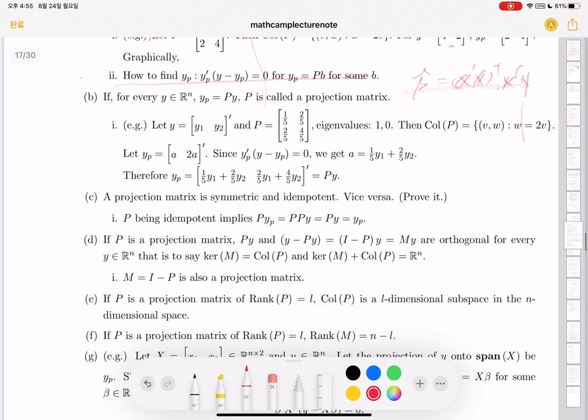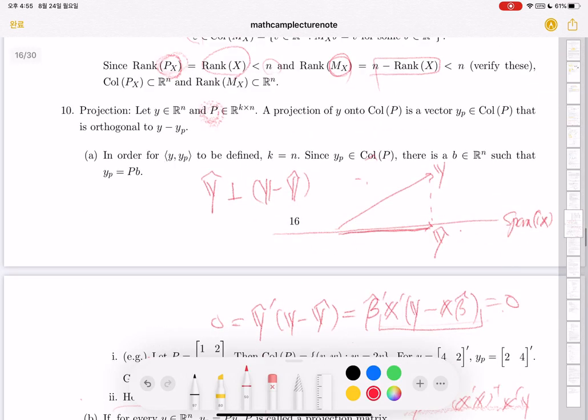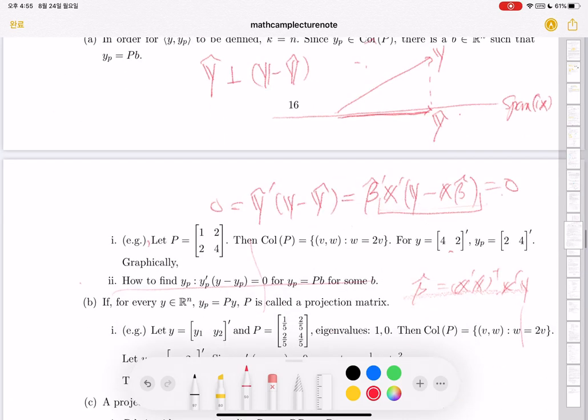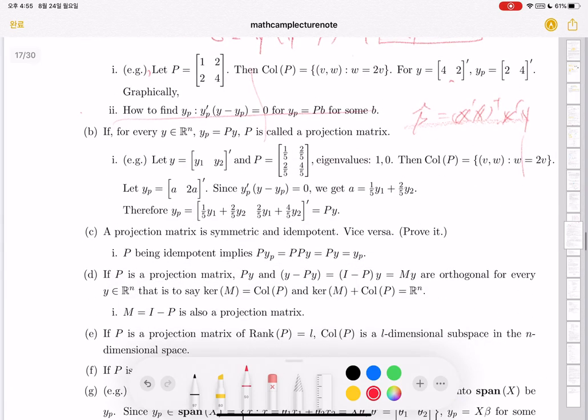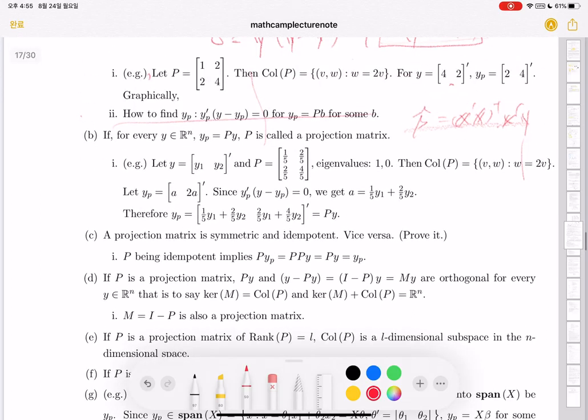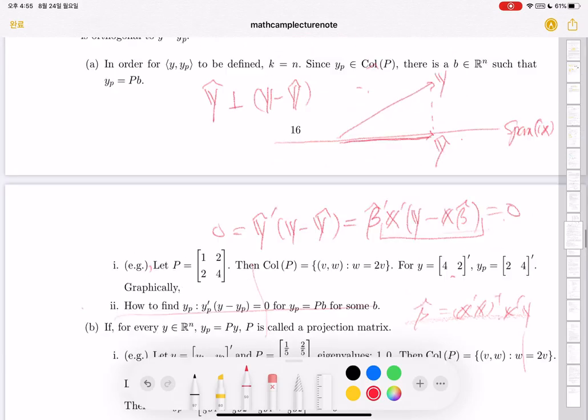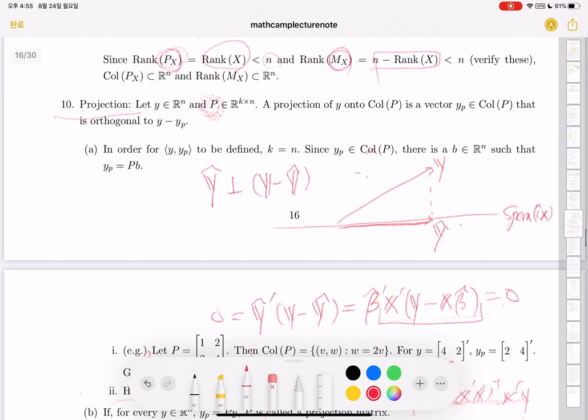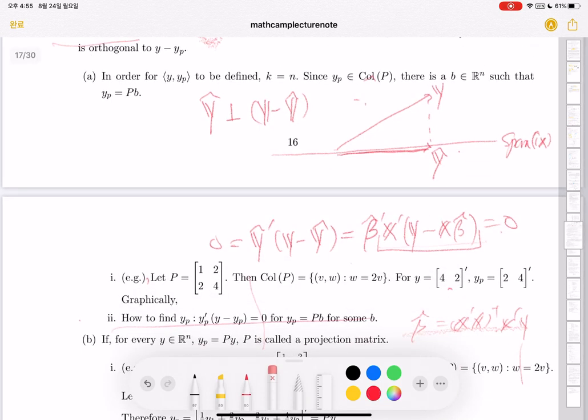And this section gives you a general understanding of the concepts and properties of projection here. So read this part carefully.